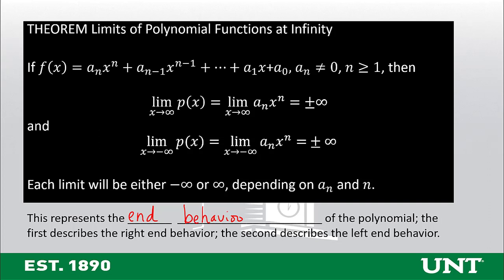This theorem tells us that the extreme ends of a polynomial function, that is, as x either goes to the positive or goes to the negative of infinity, the graph will also approach positive or negative infinity. This represents the end behavior of the polynomial. The first describes the right end behavior, and the second describes the left end behavior.